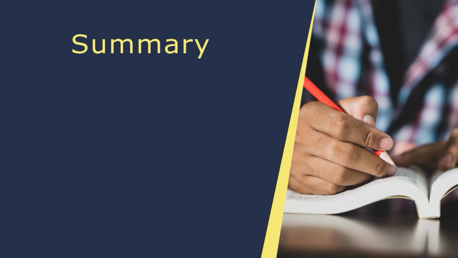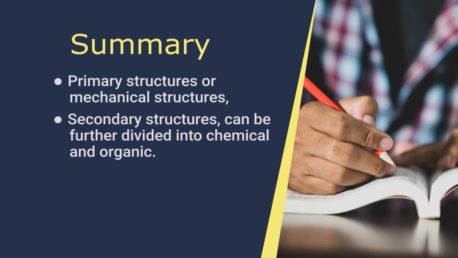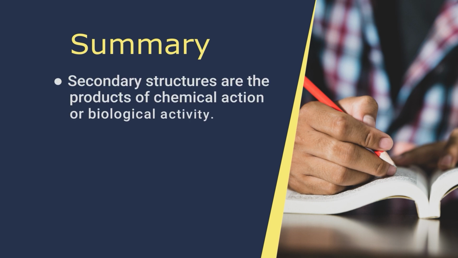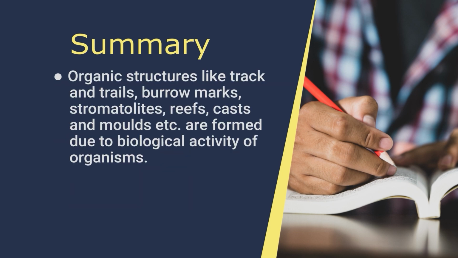To summarize, depending on the kind of mechanism of formation and relative time of deposition, the structures are classified into primary structures or mechanical structures, and secondary structures, which can be further divided into chemical and organic. Secondary structures are the product of chemical action or biological activity. Chemical structures such as concretion, stylolites, dendrites and solution structures result from chemical action. The organic structures like tracks and trails, burrows, marks, stromatolites, reefs, casts and molds, etc. are formed due to biological activity of organisms.